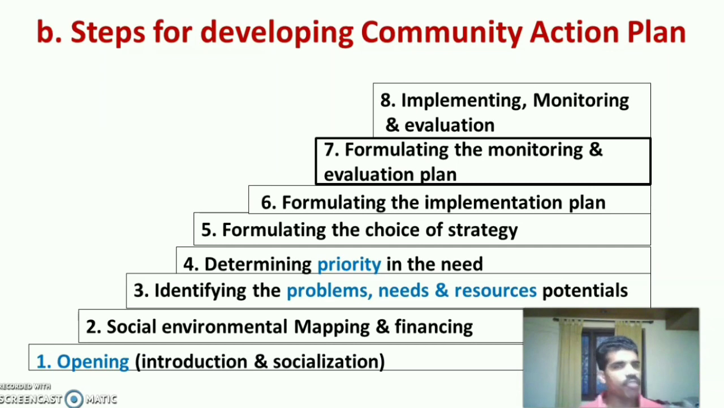There are 8 steps for developing community action plan. First step is opening step, that includes introduction and socialization. Second step is social environmental mapping and financing. Third step is identifying the problems, needs and resources potentials. Fourth step is determining the priority in the need. Fifth one is formulating the choice of strategy. Sixth one is formulating the implementation plan. Seventh one is formulating the monitoring and evaluation plan. And eighth one is implementing, monitoring and evaluations. Let us discuss in detail.